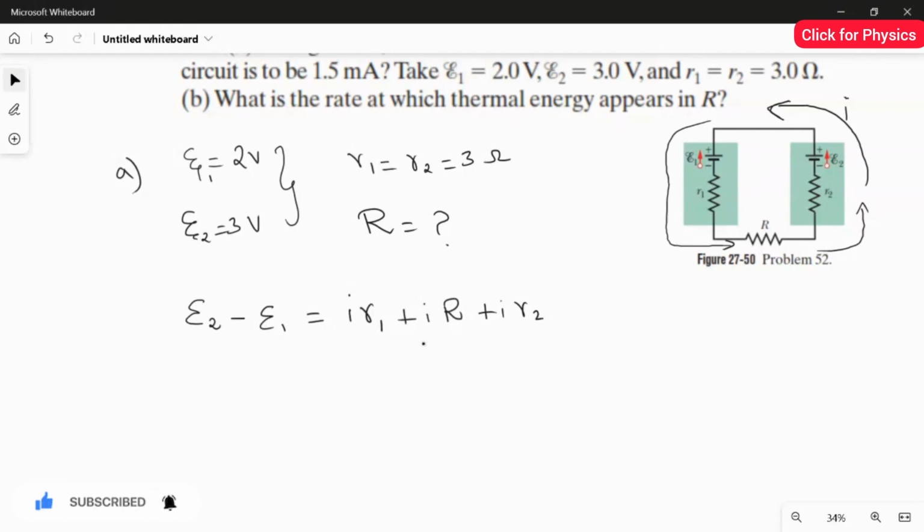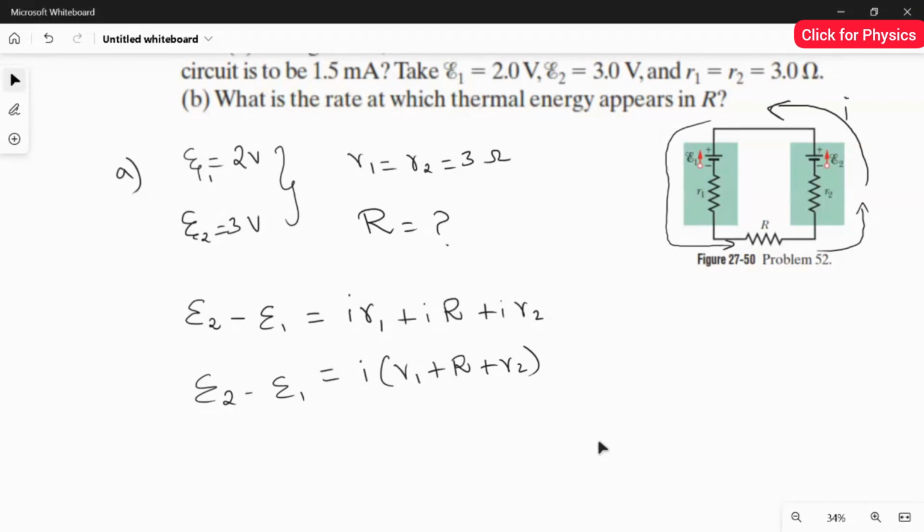Now I am going to simplify this equation, because we have the values for EMF 1 and 2, and also the internal resistances R1 and R2. All the values we have except capital R, so the external resistance value is what we are going to find. So I have to simplify this equation. On the right hand side of the equation, the current is the common term, so I am going to take current as common and multiply by R1 plus R plus R2. On the left hand side, it's EMF2 minus EMF1.